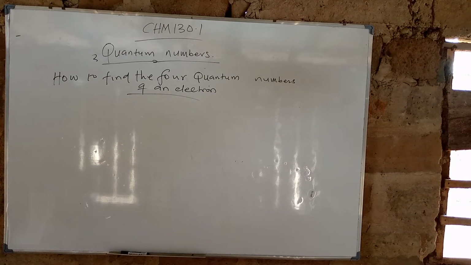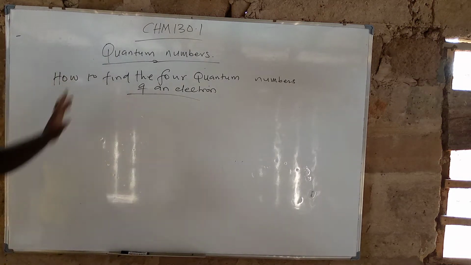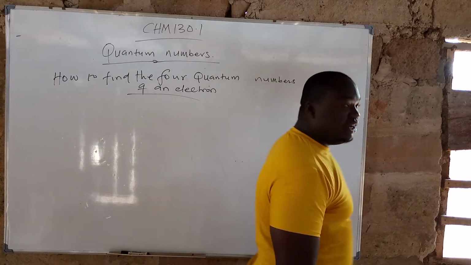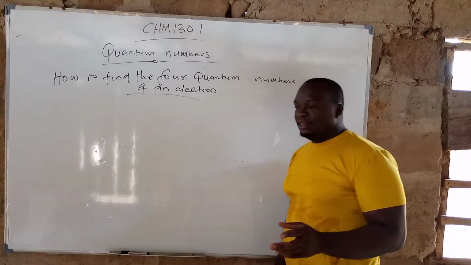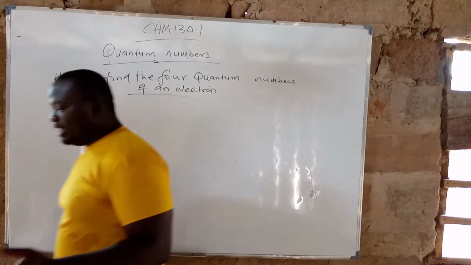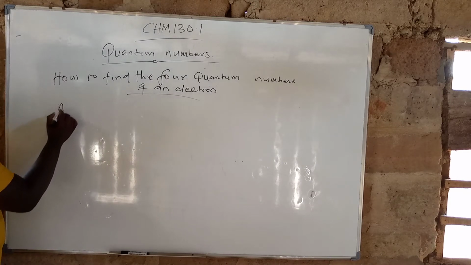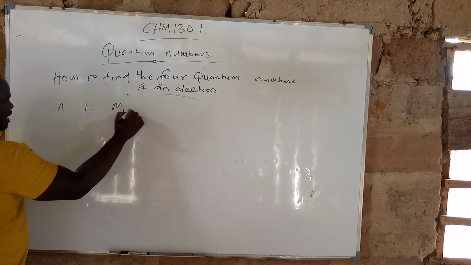Welcome. Under quantum numbers, how to find the four quantum numbers of an electron. In our introduction video, I already made it clear that we have the four quantum numbers. We talked about it in our channel. Endeavor to watch it. The N, the L, the ML, and the what?